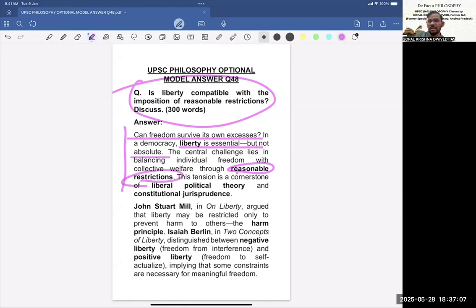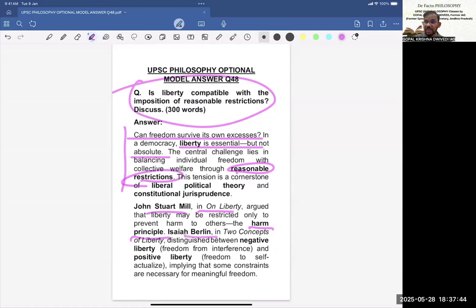Now we'll quote some political thinkers and philosophers. John Stuart Mill, in his book On Liberty, argued that liberty may be restricted only to prevent harm to others. That is the harm principle he has given: if liberty is harming somebody else, then it can be restricted. The simple issue is that if my liberty is harming or restricting your liberty, then both persons' liberty has to be regulated and restricted. This is the harm principle.